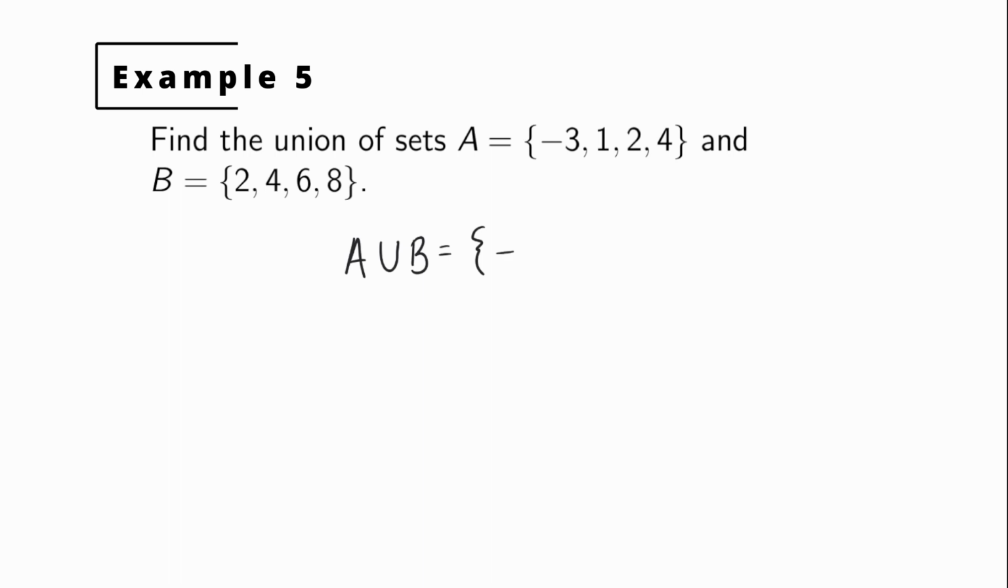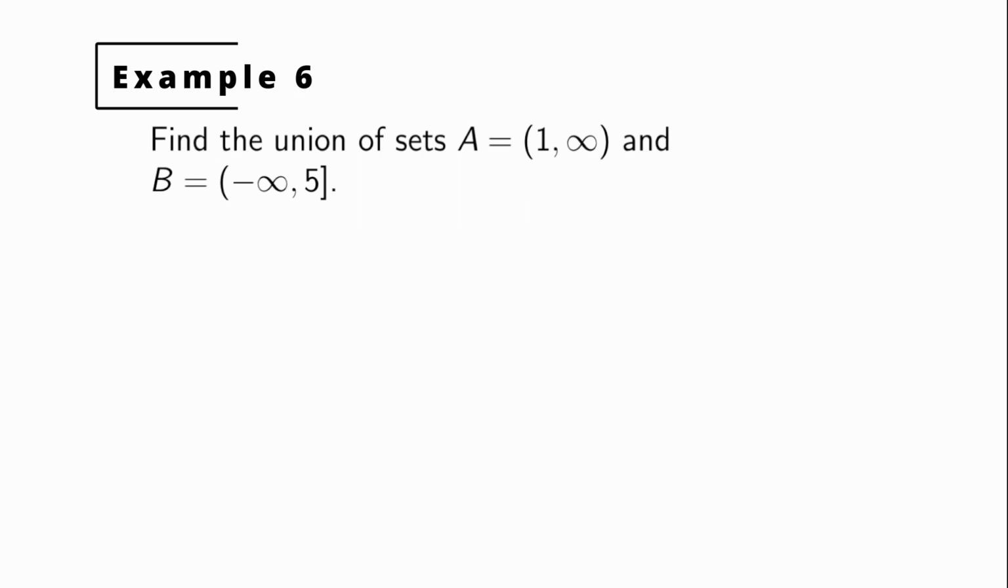So we'll write -3, 1, 2, and 4. That's everything that's in A. And then we can write the elements of B, but we don't want to rewrite anything we've already included. So we don't need to write 2. We don't need to write 4. So the only thing left is 6 and 8. And that's the union. It's every element that's in either A or in B or in both. But again, no need to write an element twice.